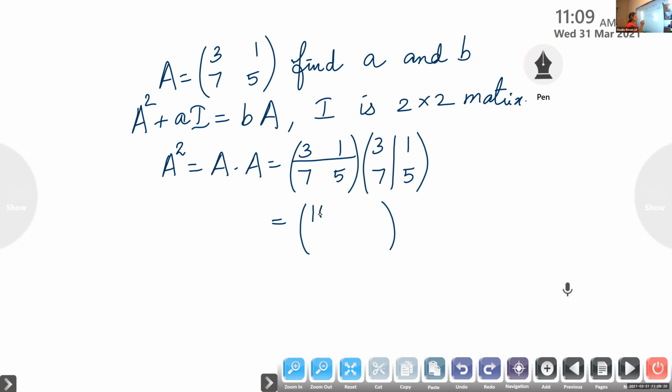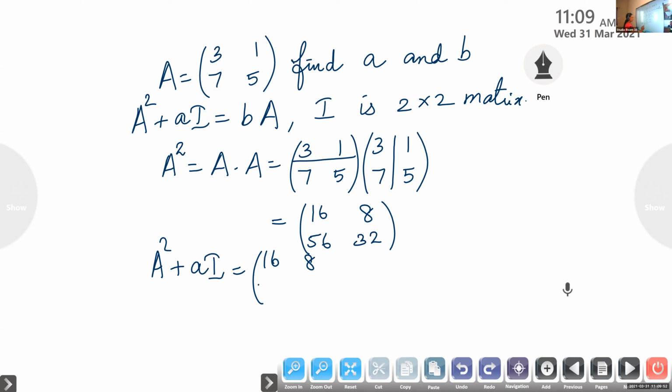First entry is 16. Finished? Achyut, can you give A square? 16, 8, 56, 32. Is that A square, isn't it? Next, I apply this one. So A square plus aI. What is A square plus aI?